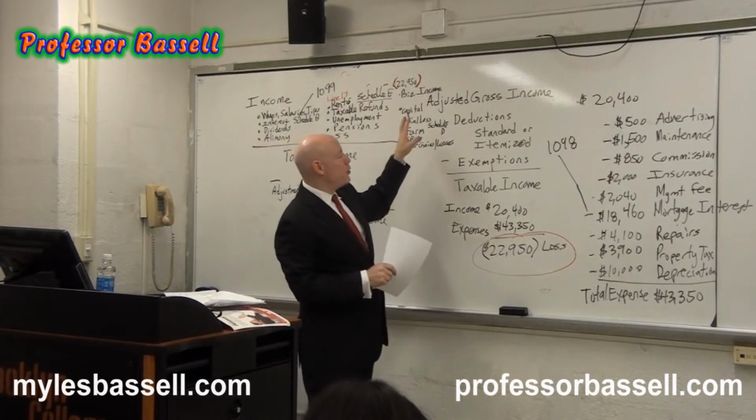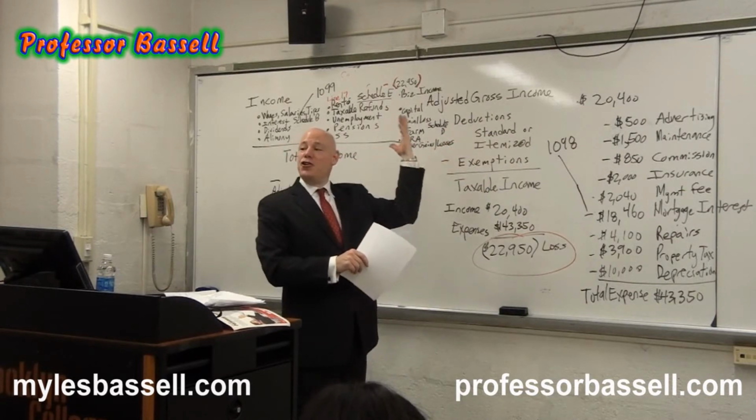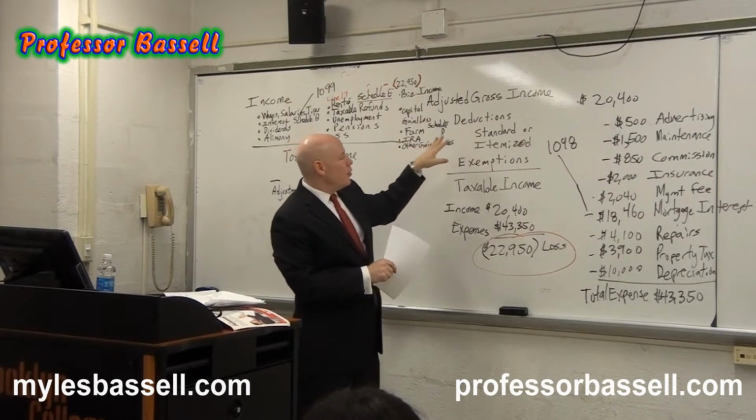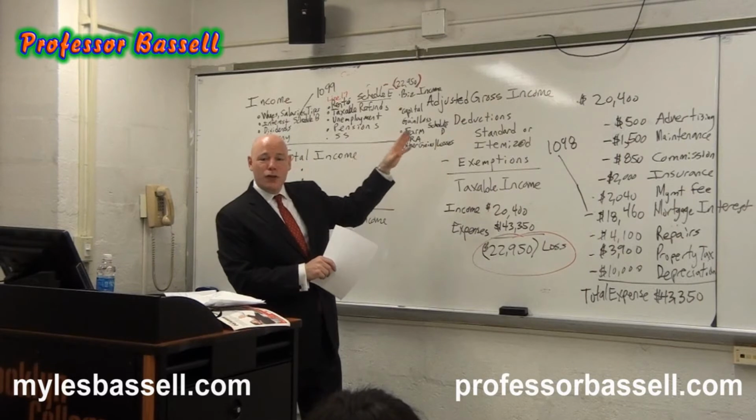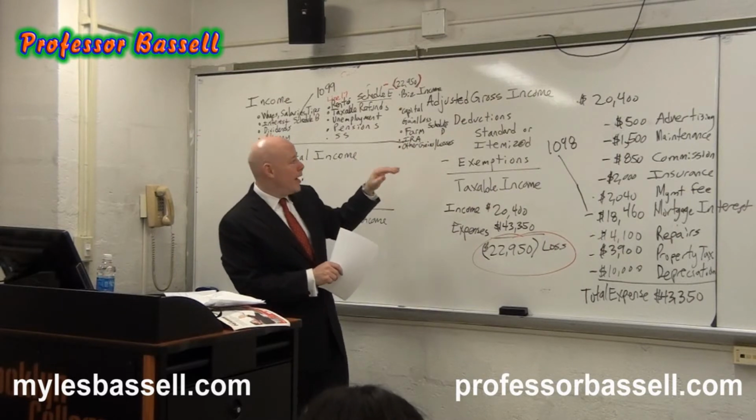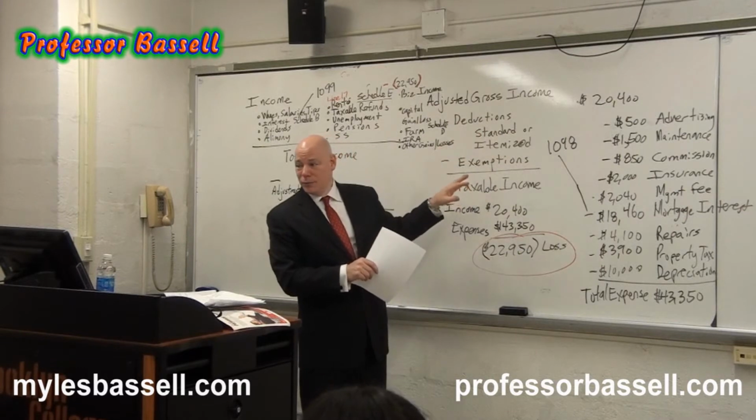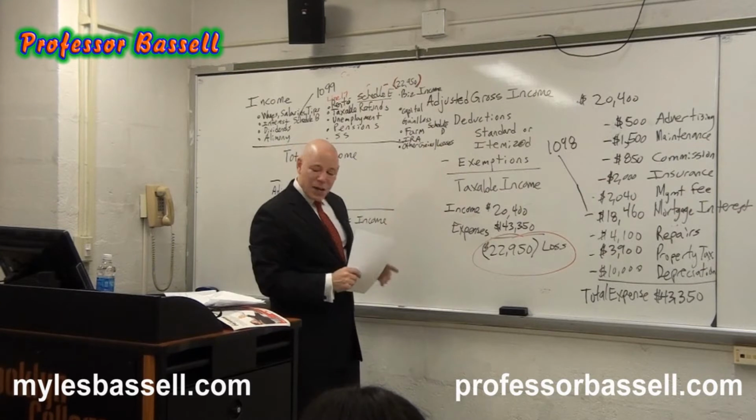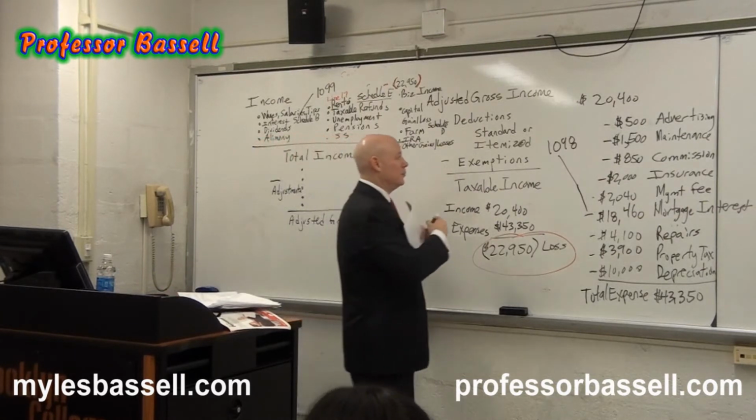And then from our adjusted gross income, we put that on the first line of side 2 of the 1040. From the adjusted gross income, we could further reduce our income by either taking a standard deduction or an itemized deduction. The itemized deduction requires us to fill out Schedule A.